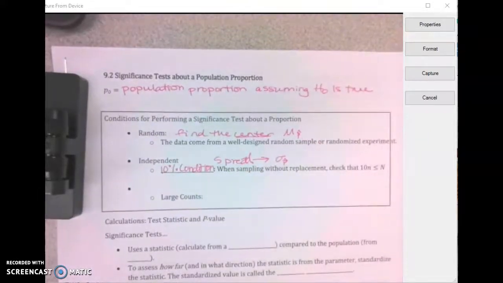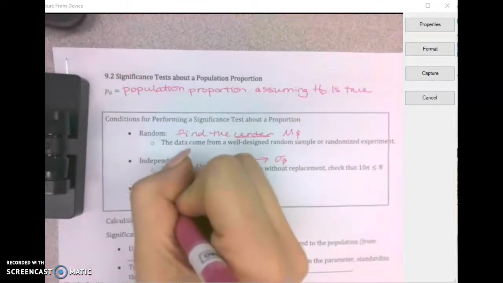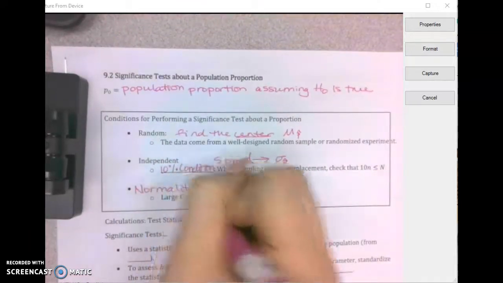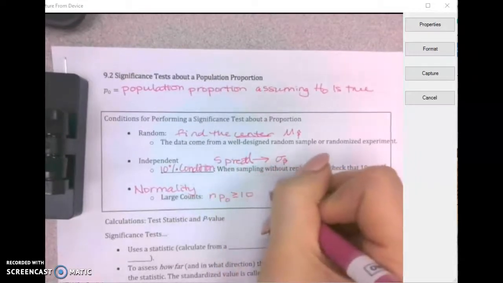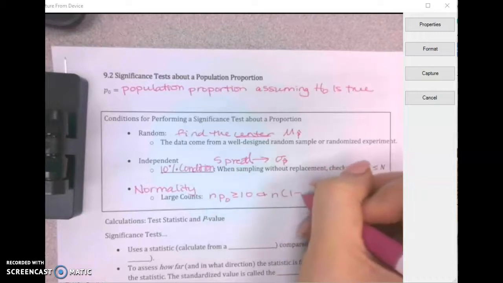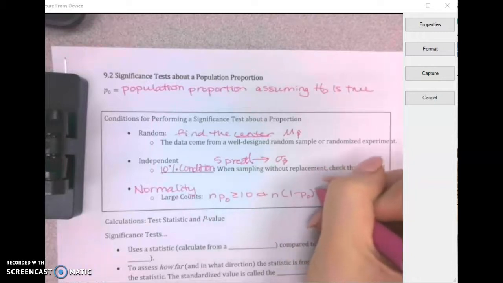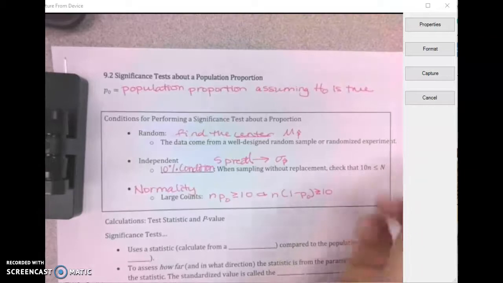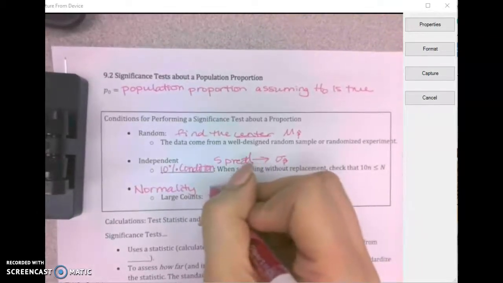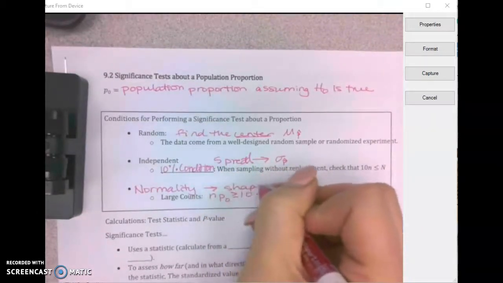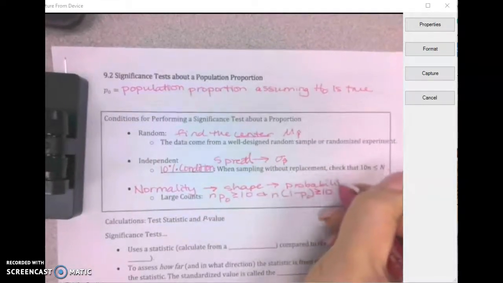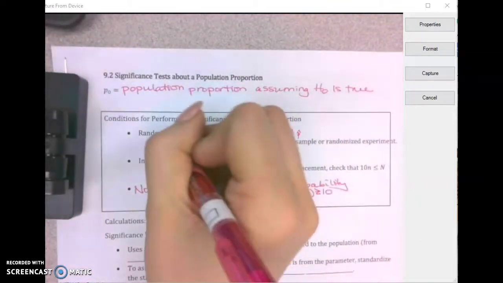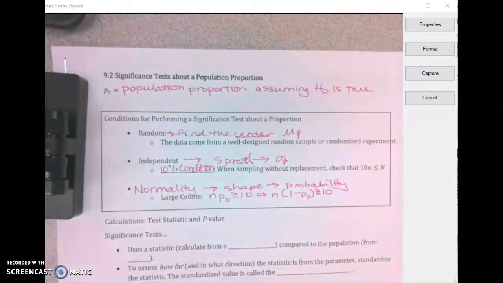Okay, and then we have normality, or large counts, and we get n times p sub o greater than or equal to 10, and n times 1 minus p sub o is going to be greater than or equal to 10. And then we can find the shape. This gives us our probability. So this is why we do the things that we do. Alright. So here we go. We're going to do some calculations.